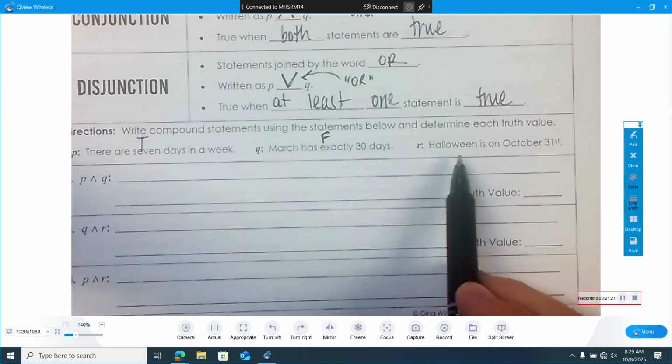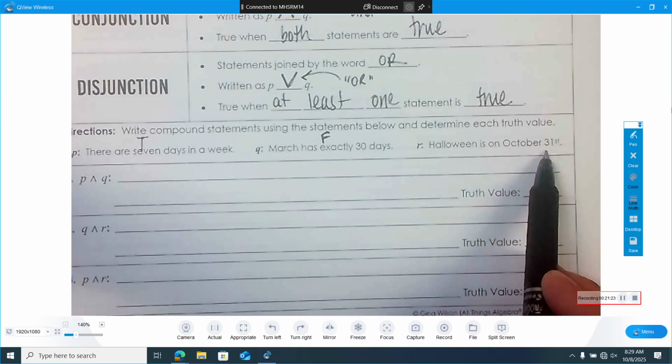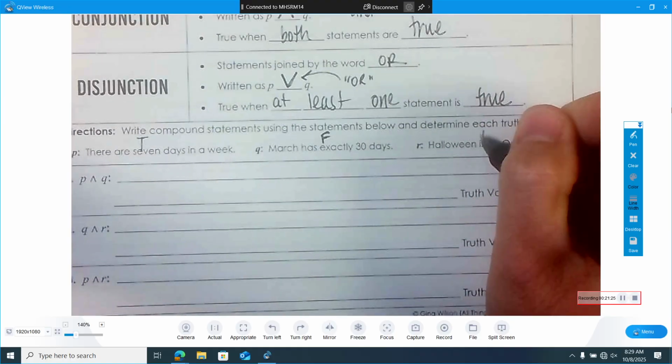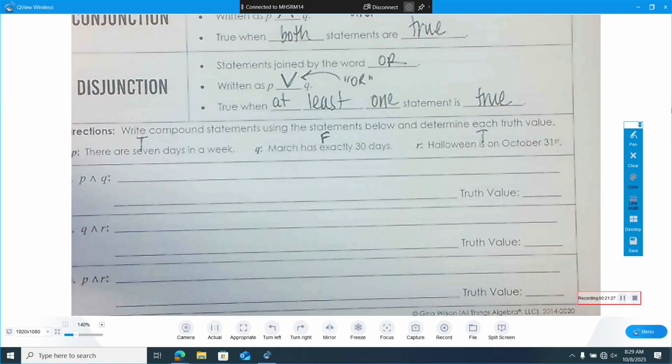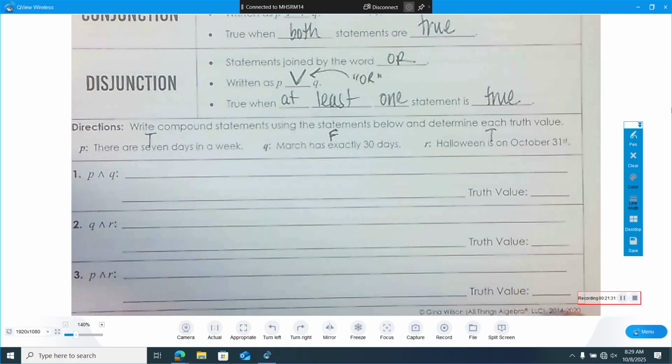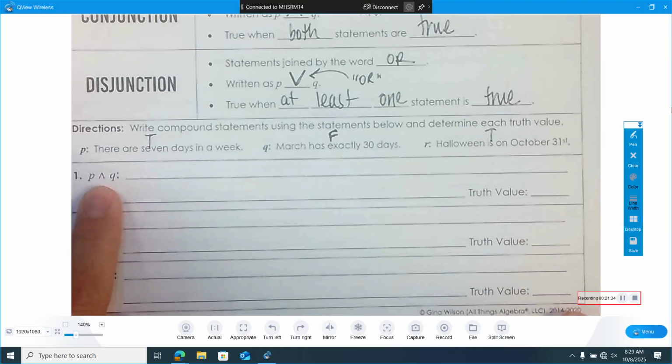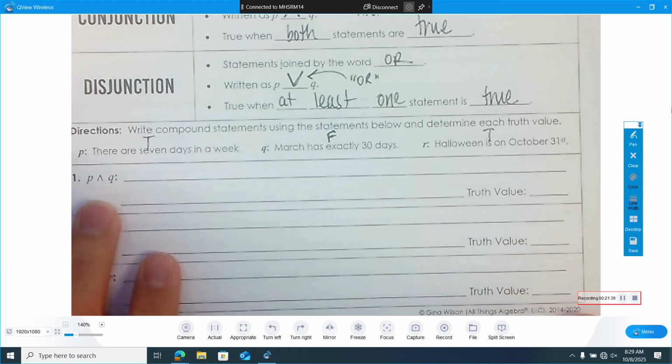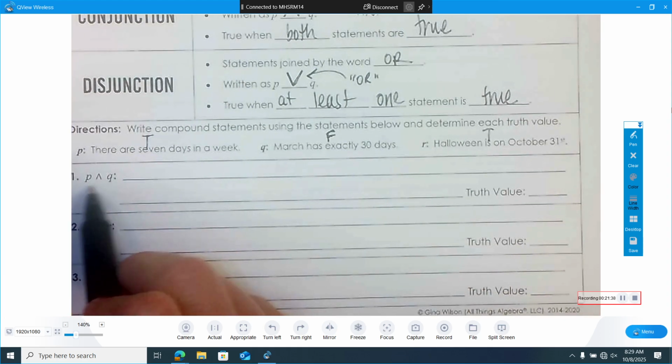All right, and then let's see. Statement R: Halloween is on October 31st. True. Okay, very good. So that's a true statement right off the bat. So we can independently assess the truth of each little statement. So what happens when we create a compound statement? Is this statement an and or an or statement?